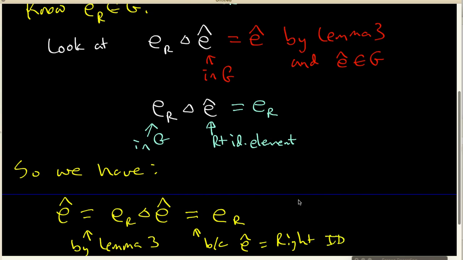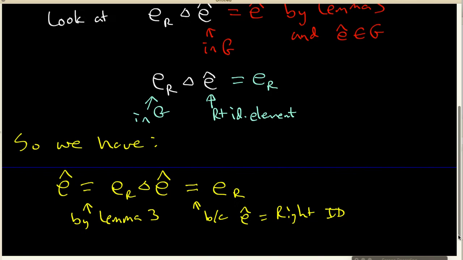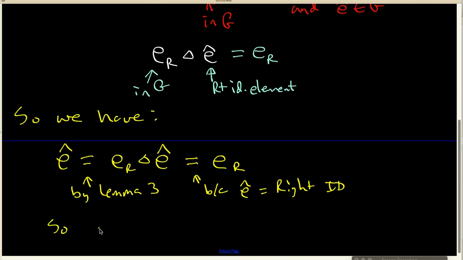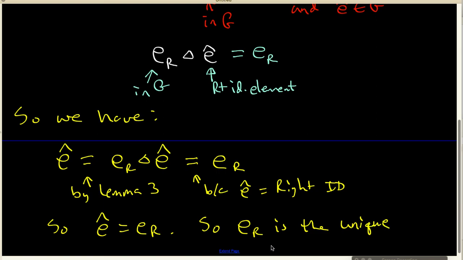But look at what we've got now. That is actually saying we have E hat and ER are exactly the same thing. And what that says is ER is the unique identity element inside our group G.